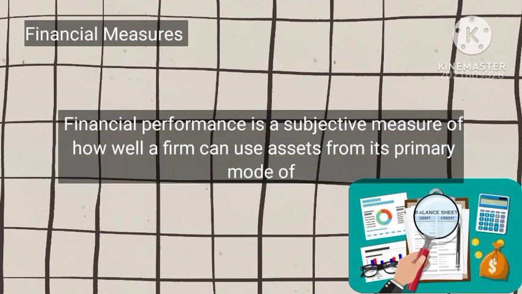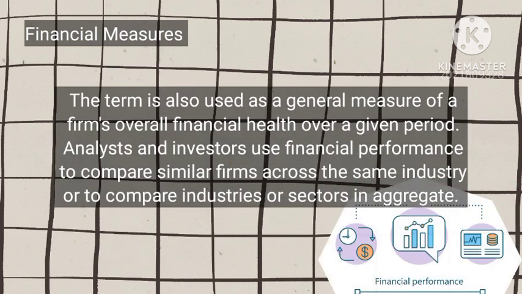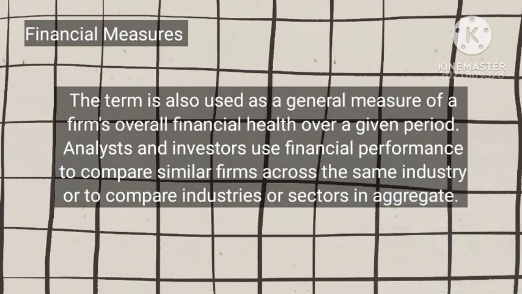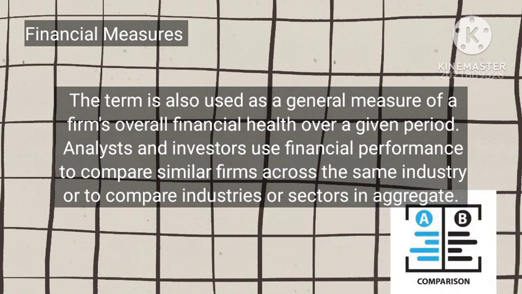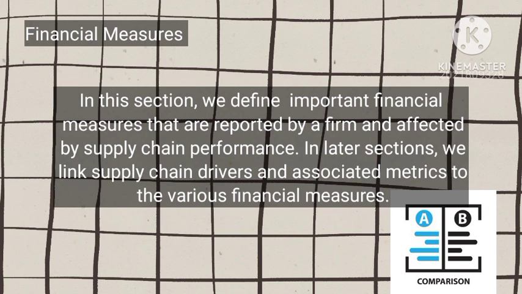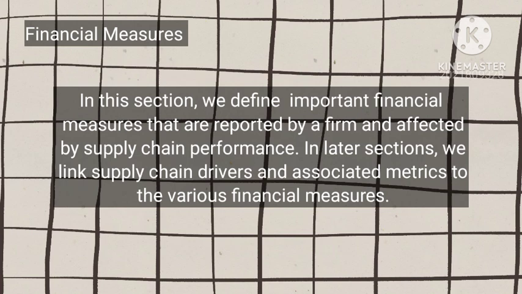Firstly, let's go to financial measures of performance. Financial performance is a subjective measure of how well a firm can use assets from its primary mode of business and generate revenues. The term is also used as a general measure of a firm's overall financial health over a given period. Analysts and investors use financial performance to compare similar firms across the same industry or to compare industries or sectors in aggregate. In this section, we define important financial measures that are reported by a firm and affected by supply chain performance. In later sections, we link supply chain drivers and associated metrics to the various financial measures.